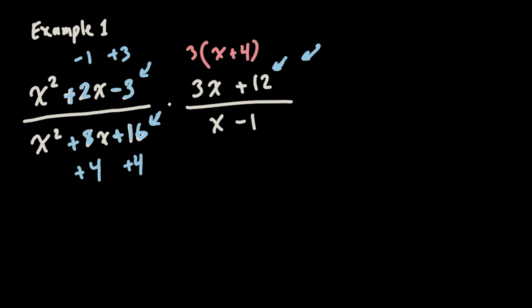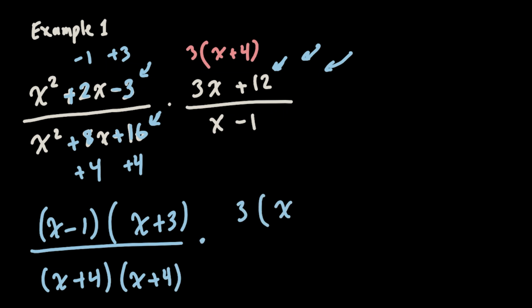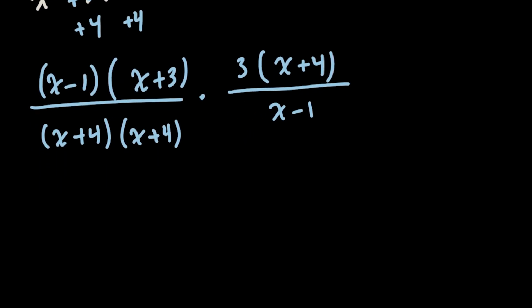Okay, let me rewrite this multiplication in another line. We will have x minus 1 multiplied by x plus 3 over x plus 4 multiplied by x plus 4. Here we are taking 3 as a common factor, so we will have x plus 4 over x minus 1. Let me just make some space.